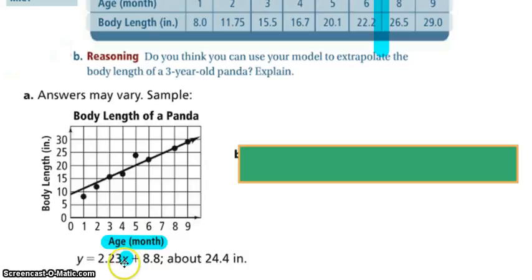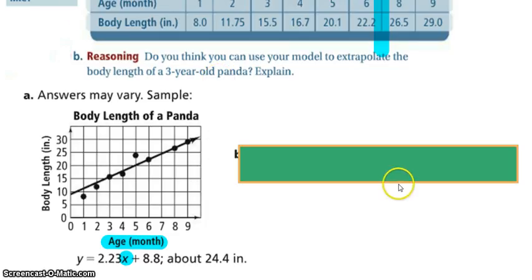So I can plug 7 in for there, and we get about 24.4 inches for our answer there. Now we look at B, we want to talk about, do we think we can use this same model, this same equation to model for an adult panda or a 3-year-old panda? So take a moment and think about that.